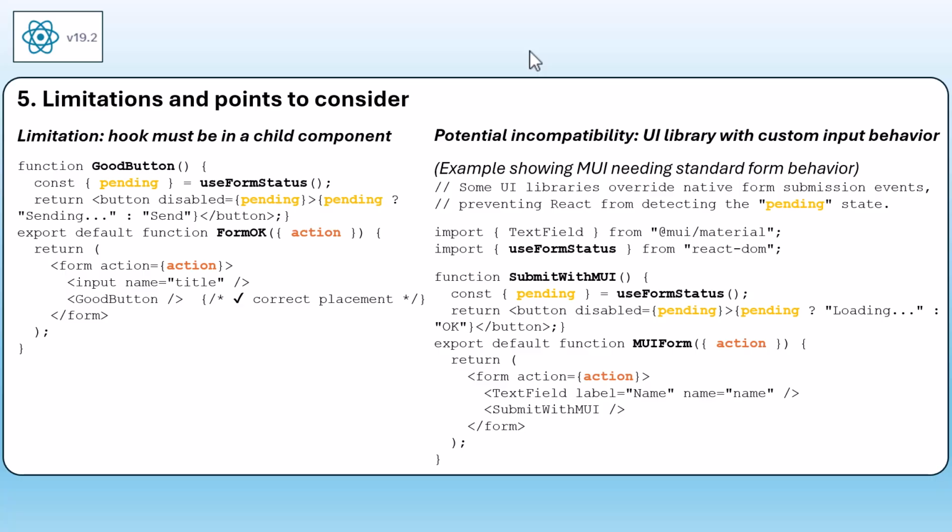5. Limitations and points to consider. If the component calling the hook is not inside a form, you will not get any useful state. If the form and the hook are defined in the same component without separating the button or control into a child component, the pending value will likely never become true. The hook is designed to be used from a child component. In some environments, for example, with certain UI libraries that implement their own input logic, there may be compatibility issues that prevent useFormStatus from correctly detecting the submission state.